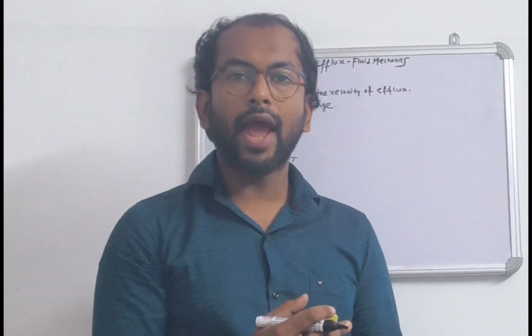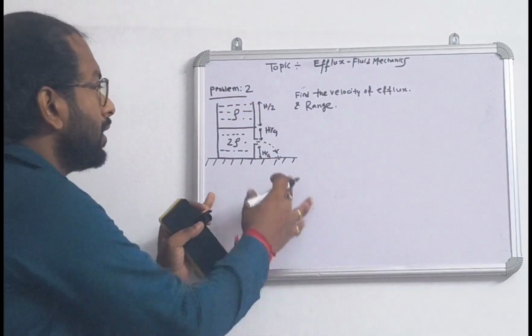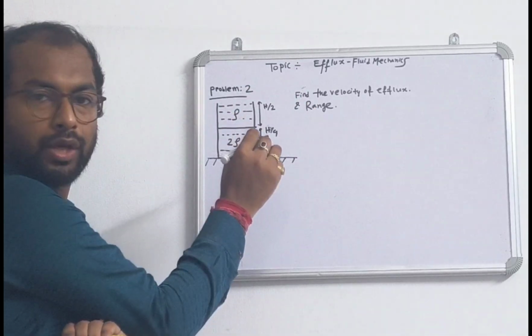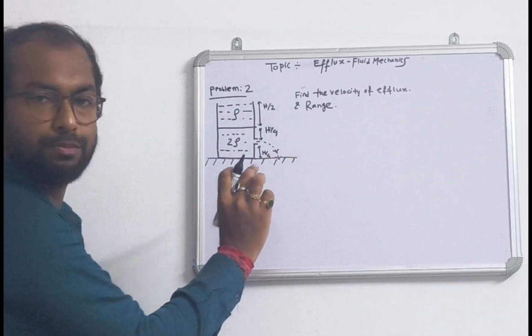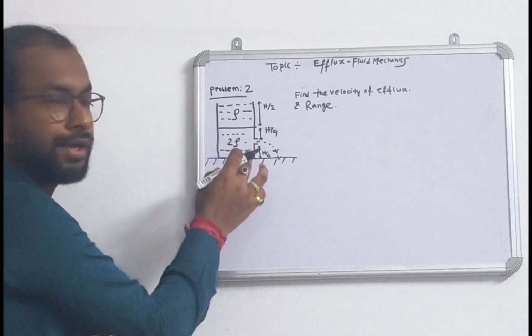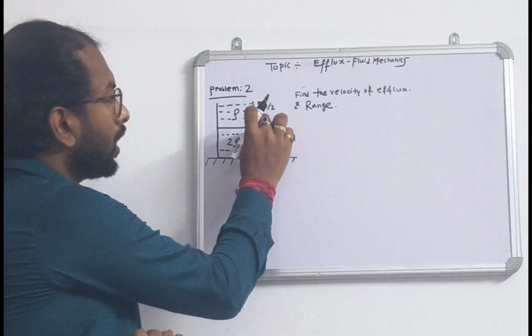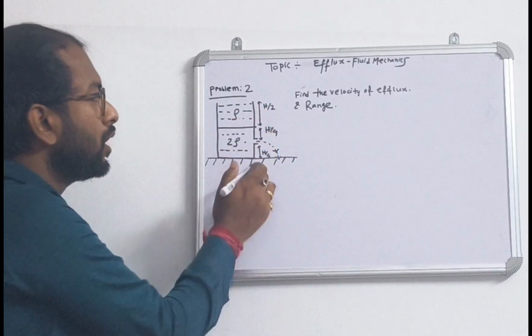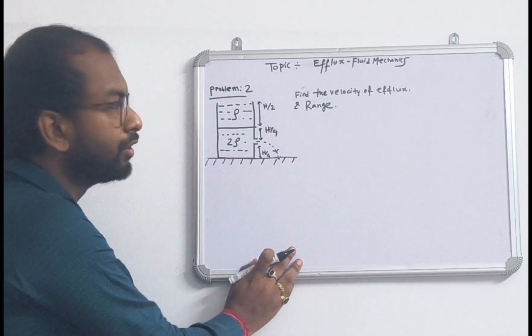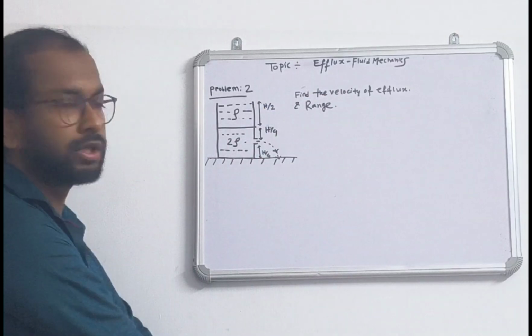Now let's look at another problem. See, this is a beaker which contains a liquid of density rho having h by 2 height, and below that there is a liquid of density 2 rho. The height of that column is h by 2, but there is an orifice or hole kept at h by 4 height. So for that you have to find out the velocity of efflux and range.